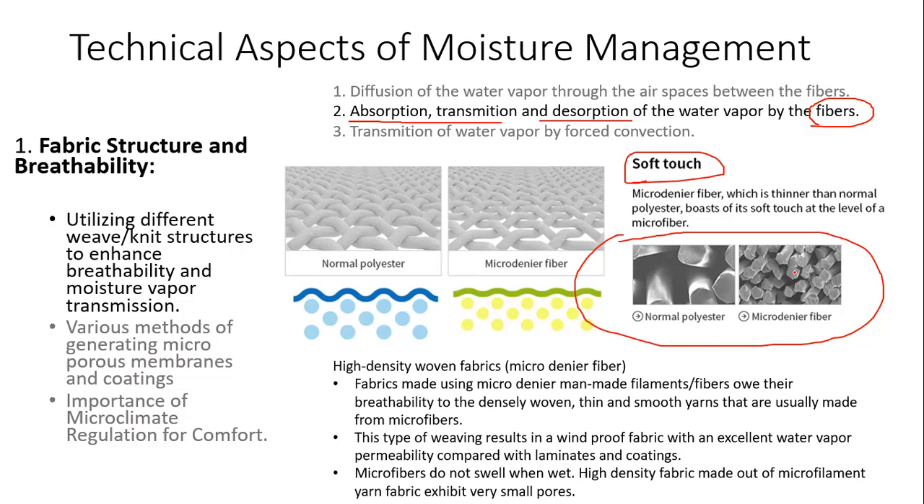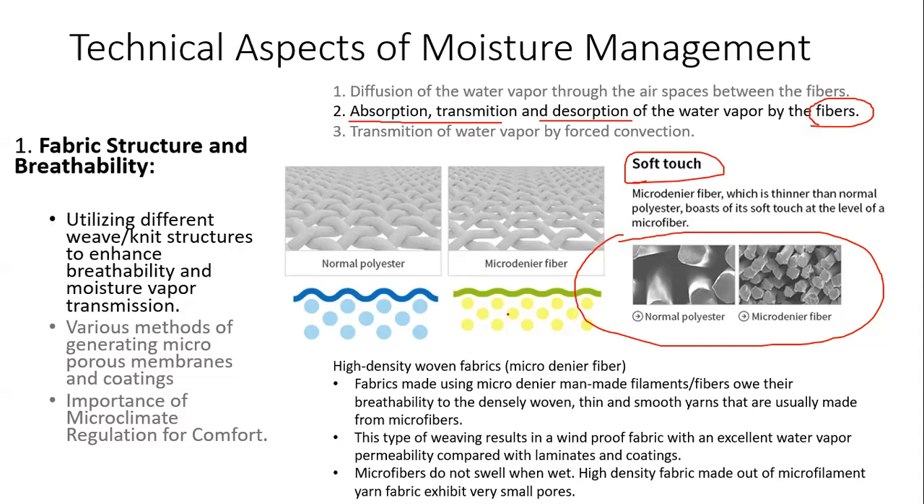High density fabric made out of microfilament yarn exhibits very, very small pores. Small pores mean moisture vapor evaporation is good, but moisture droplet absorption will be comparatively lesser because they are compact. Because of the tiny structures inside, when they combine with each other, there will be very tiny gaps between the fibers, the interfiber area. So the capillary action will also be higher.